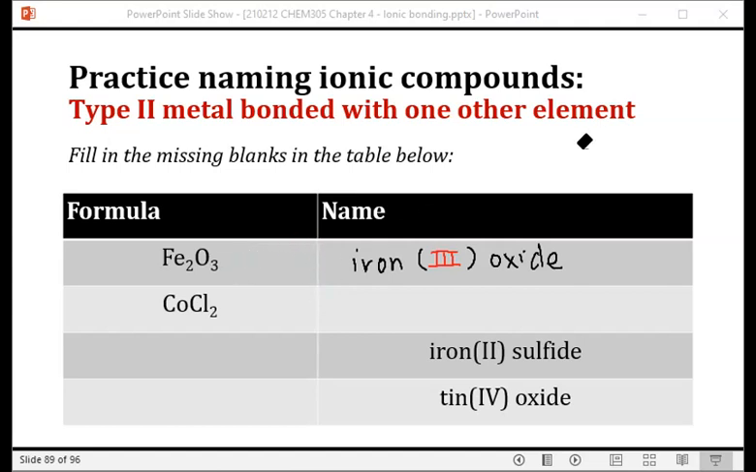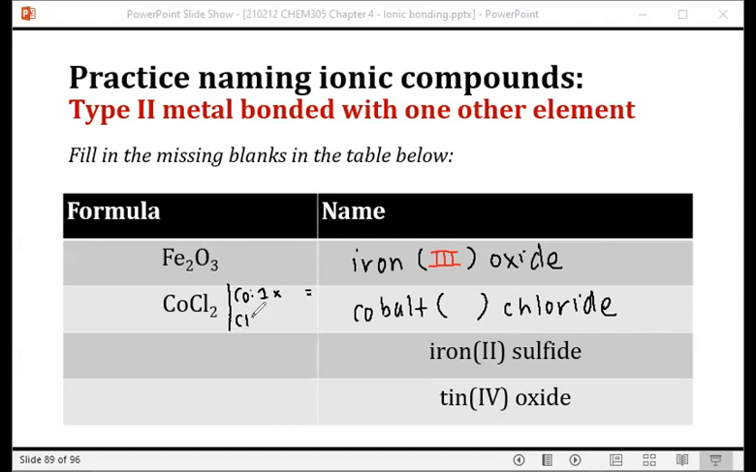Okay, next one, CoCl2. C with a lowercase o next to it is cobalt. It's a type 2 metal, so it's going to need parentheses with Roman numerals inside to show us the charge on the cobalt. And then the anion in this case is the ion of chlorine, so that's chloride. So if we do some math here, we have cobalt, not calcium, cobalt. We have 1 atom of cobalt times whatever its charge is.